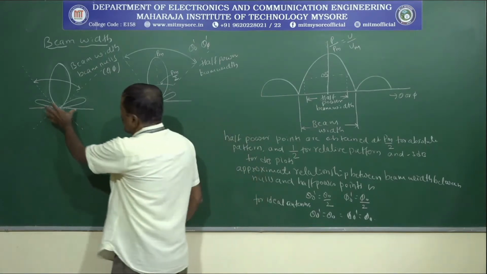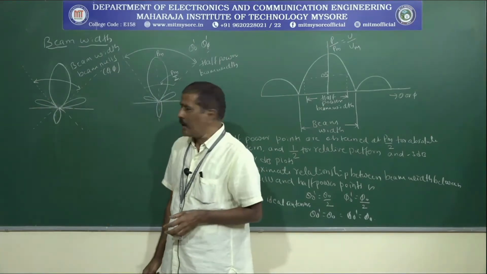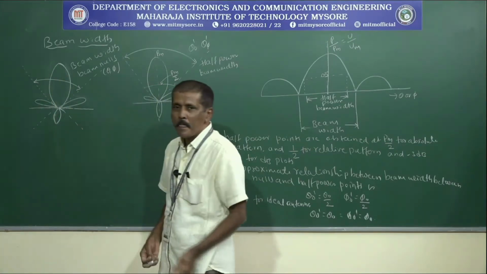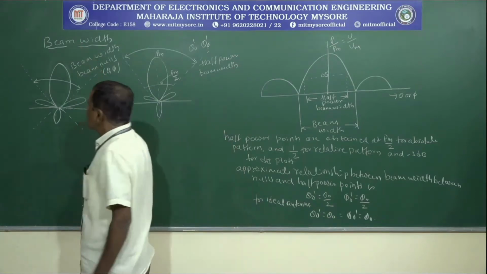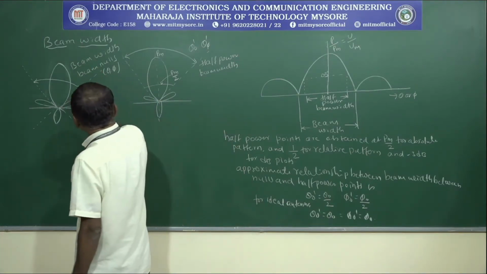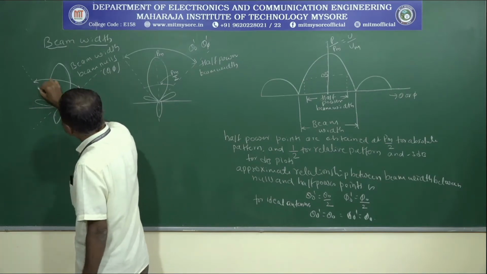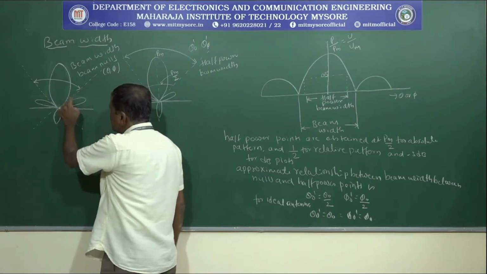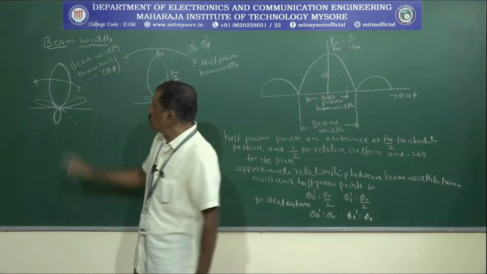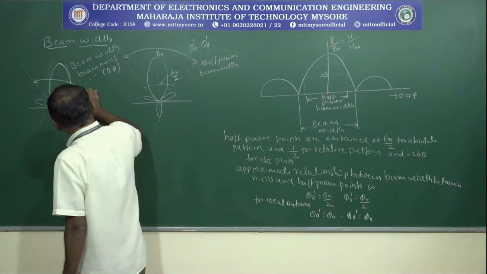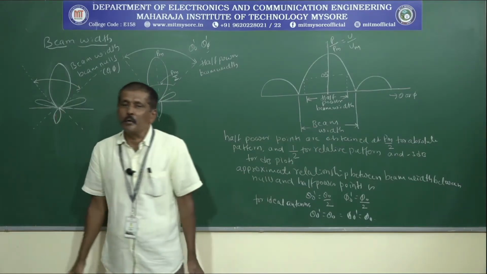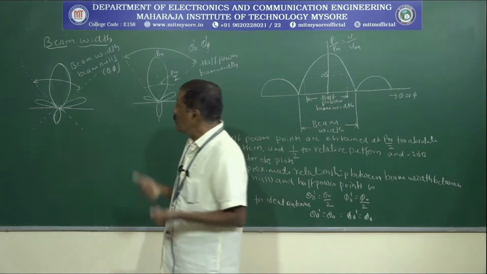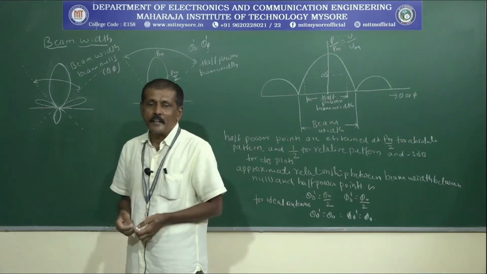Now here, if I consider the radiation pattern of an antenna, this is your back lobe, this is your side lobe, and this is your main lobe. To calculate the beam width, I am drawing a dotted line here, and these are the points where I am drawing this dotted line. So these are called null points, because at these points we don't have any radiation. The angle at which we don't have any radiation is called a null point.